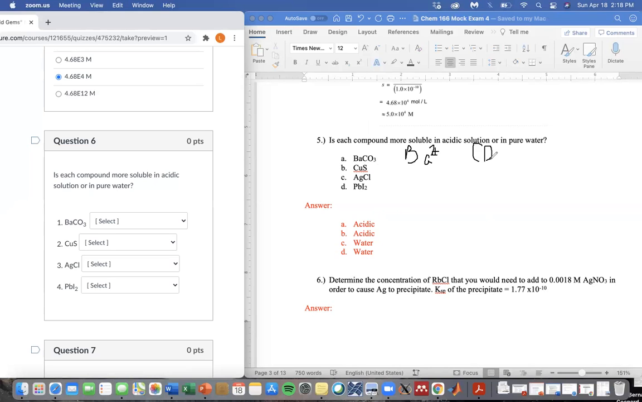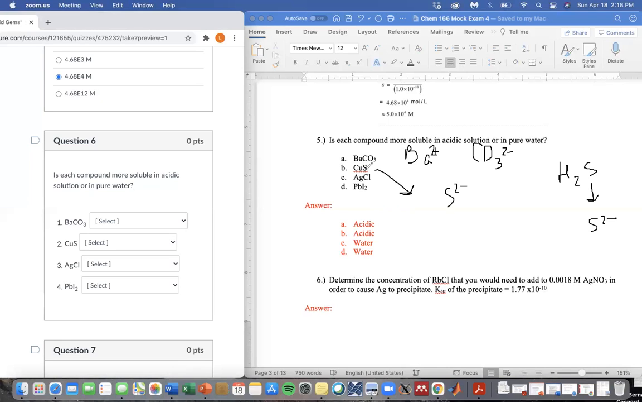But CO3 negative is a weak base. And so if it's a weak base, because of the common ion effect, it's going to actually do better in an acidic solution where there's less OH minus as opposed to in pure water. And so for A, it'll be acidic. And then for B, because you have S2 negative, H2S is a weak acid. And so its conjugate is going to still be a weak base. So the S2 negative will be a weak base.